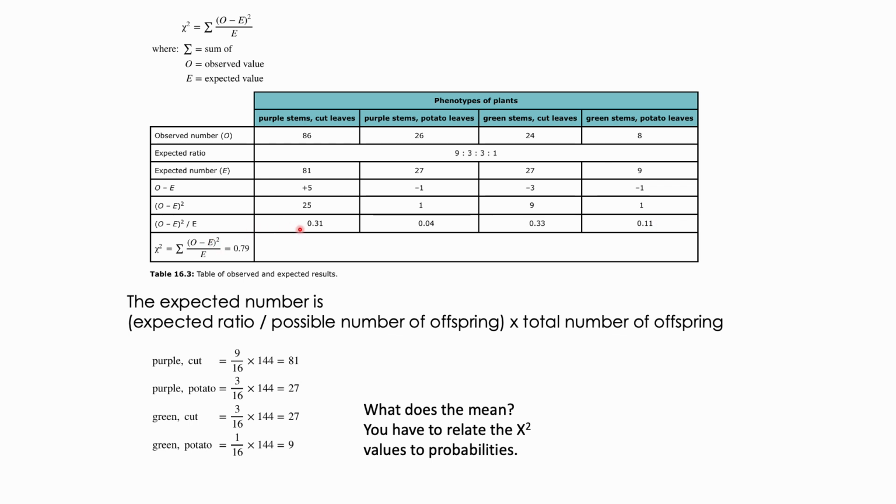You would then take each one of these and add them up. When you see this symbol, this means the sum of. So as you've calculated each one of these, the sum of means you're going to add them all up together. And when we add them, we get 0.79. So what does this mean for us? What do we have to relate this to?